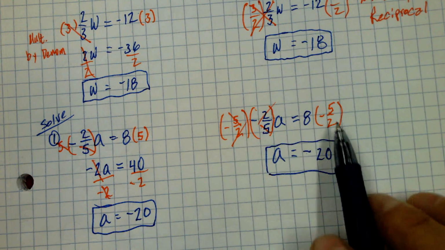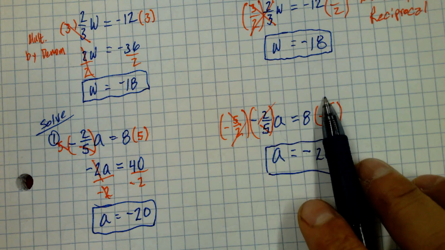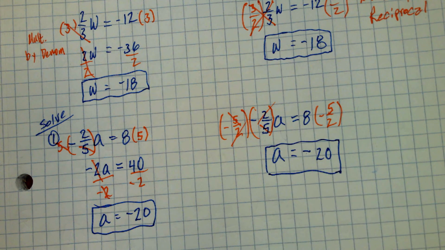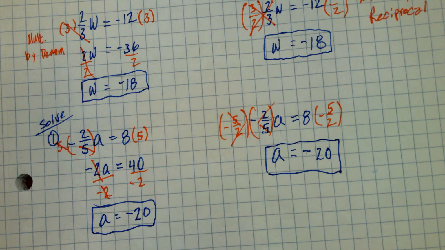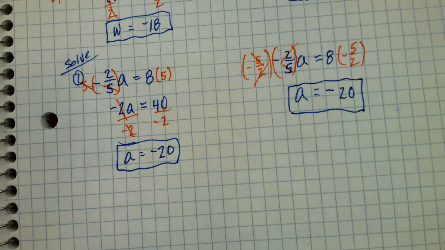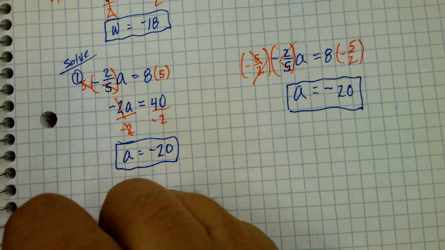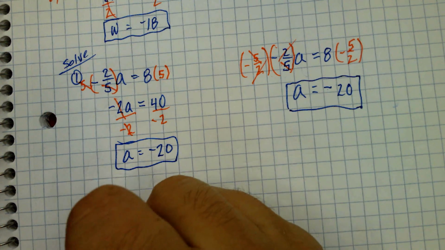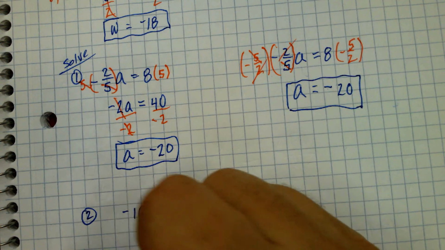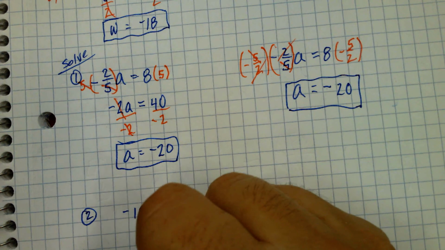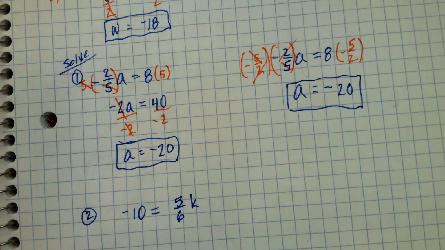So again, I prefer dividing than multiplying. It makes the number smaller, and then you multiply. But you can multiply and then divide, which is basically what we did here. Okay, one more. Number 2. Let's do -10 equals 5/6 times k.